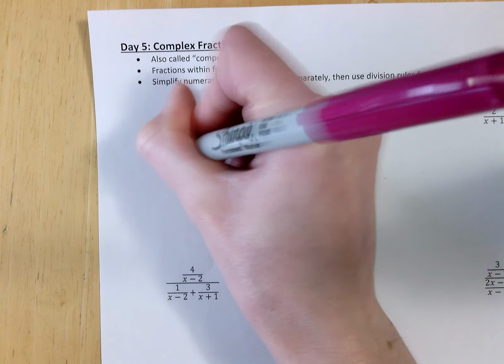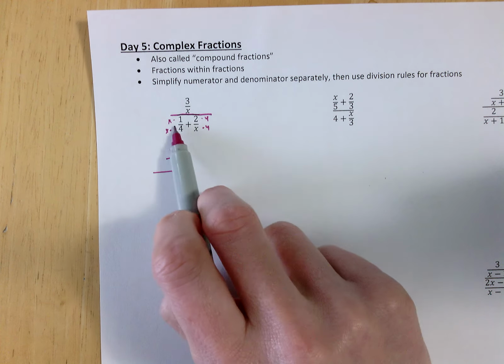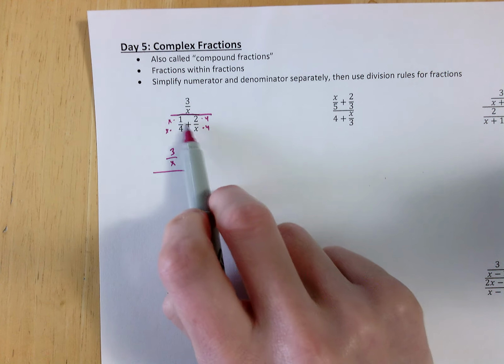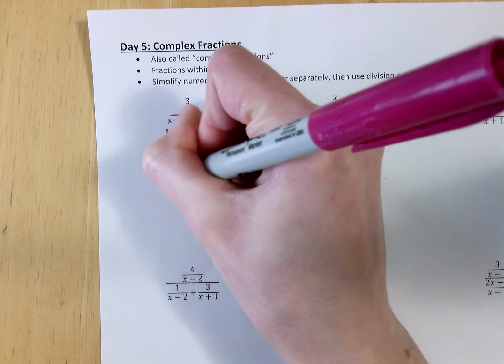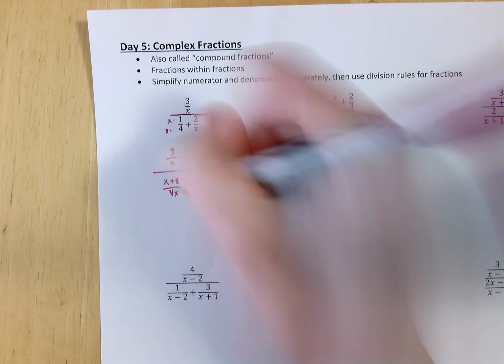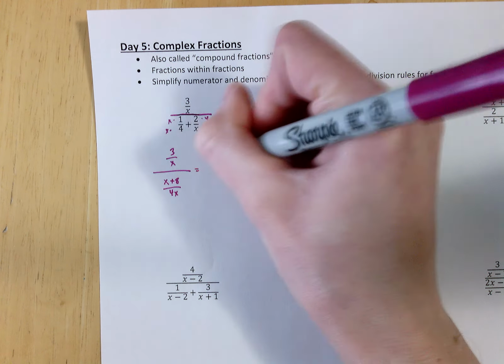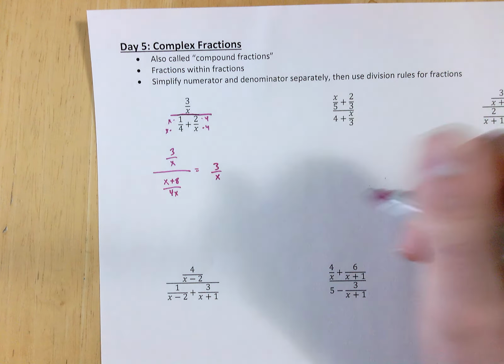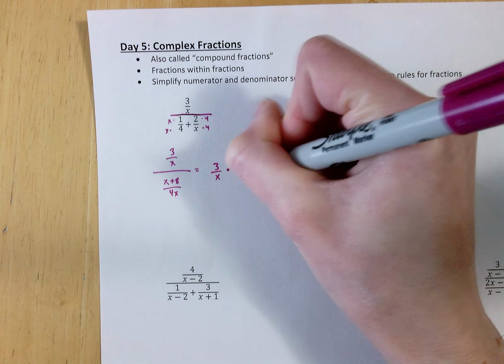Then I have 3 over x divided by, and down bottom, this is going to be x plus 8, so I'm going to write that as x plus 8 over 4x. Then keep the first one the same. The top part stays the same. Change it to multiplication, and then we're going to flip it.